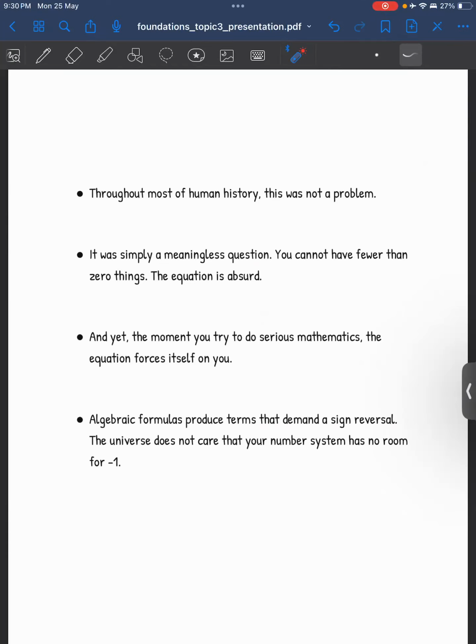Throughout most of human history, this was not a problem. It was simply a meaningless question. You cannot have fewer than 0 things. The equation is absurd. And yet, the moment you try to do serious mathematics, the equation forces itself on you. Algebraic formulas produce terms that demand a sign reversal. The universe does not care that your number system has no room for -1.